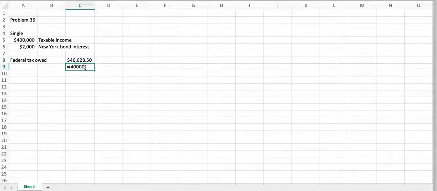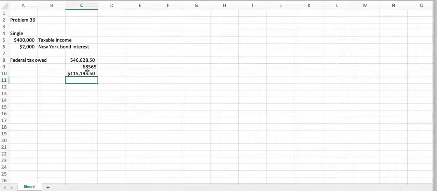The federal tax owed is $46,628.50 plus, and I'm taking this from the chart in the back of the book, 400,000 minus 204,100 times 35%. And so we add these two together to get our total tax, which is $115,193.50, or $115,194.